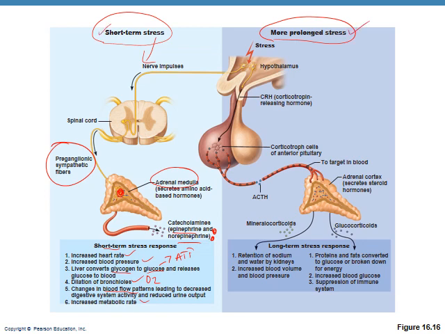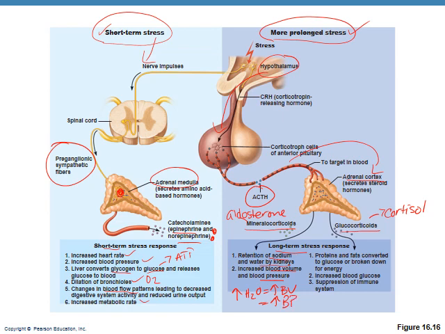Long-term stress, we talked about the adrenal cortex. So the hypothalamus is going to trigger the anterior pituitary to release ACTH. ACTH is going to go to the adrenal cortex and it's going to release our mineralocorticoids and our glucocorticoids. Remember, this one is aldosterone and this one is cortisol. And each of these are going to do long-term responses. So they're going to increase sodium and water by the kidneys, which is going to increase your blood volume and blood pressure. So remember, if your water goes up, that means your blood volume goes up, and if your blood volume goes up, that means your blood pressure goes up.